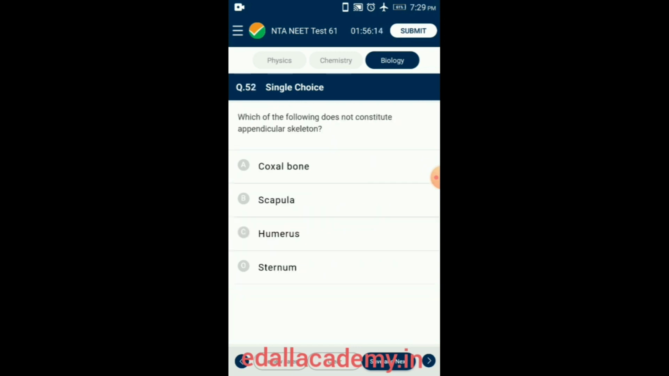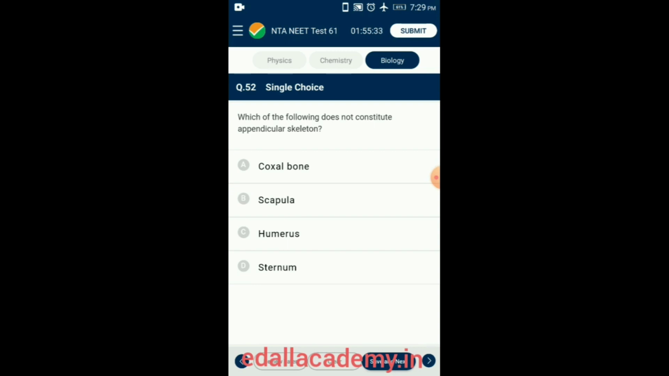Question number 52. Which of the following does not constitute appendicular skeleton? In humans, the appendicular skeleton is composed of 126 bones. Functionally, it is involved in locomotion, that is lower limb, and manipulation of objects in environment, that is upper limbs.